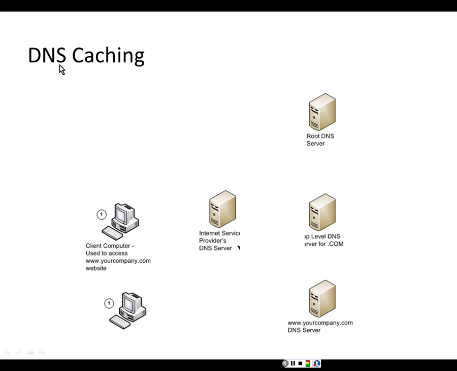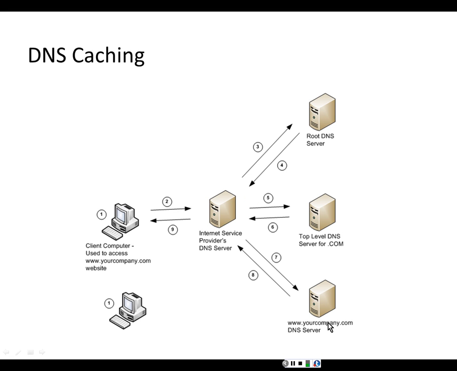So let's look at DNS caching. So first let's look at not DNS caching. The user sends a query to the DNS server. The DNS server sends the query to the root server. The root server sends the query to the .com server. The .com server sends the query to the Microsoft server. The Microsoft server sends the IP address of its web server to our DNS server, and our DNS server pushes the answer down to the workstation.